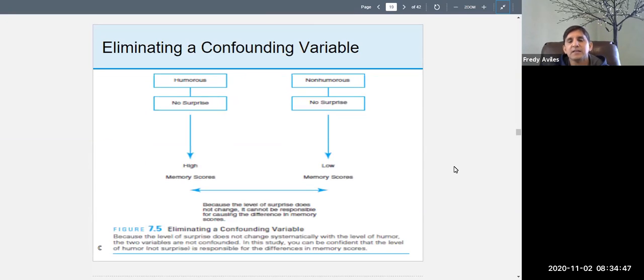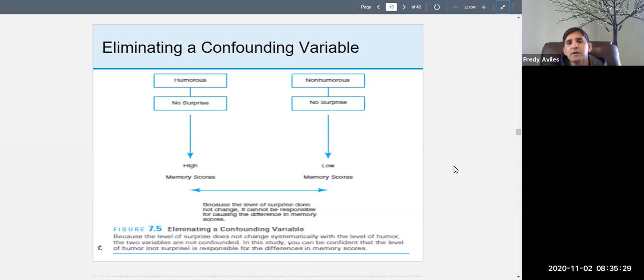Now, here's a way to eliminate the confounding variable of surprise. Remember we talked about how surprise varies along with memory? Well, here's the thing. We can tell participants ahead of time that they're going to be hearing something funny, or that they're going to be hearing something that's not funny. So we can tell them ahead of time and therefore get rid of the surprise. So we can have humorous sentences that are not surprising, and we can also have non-humorous sentences that are also not surprising. So you see, surprise now isn't varying along with the independent variable. It's not varying systematically. So now surprise is not a problem, not in this example.